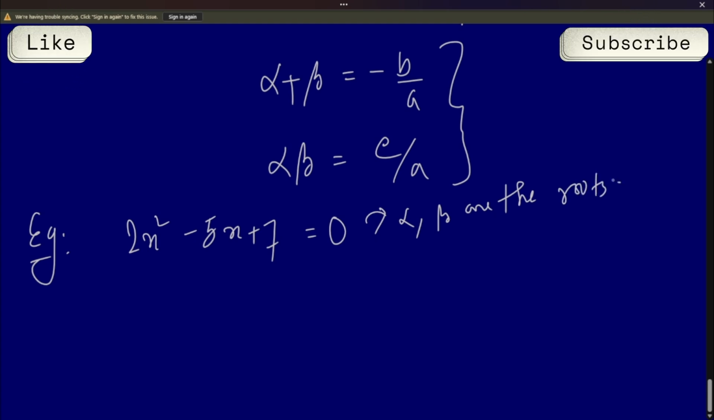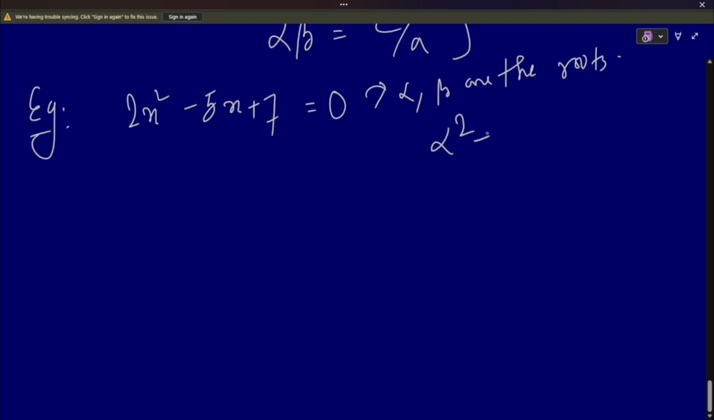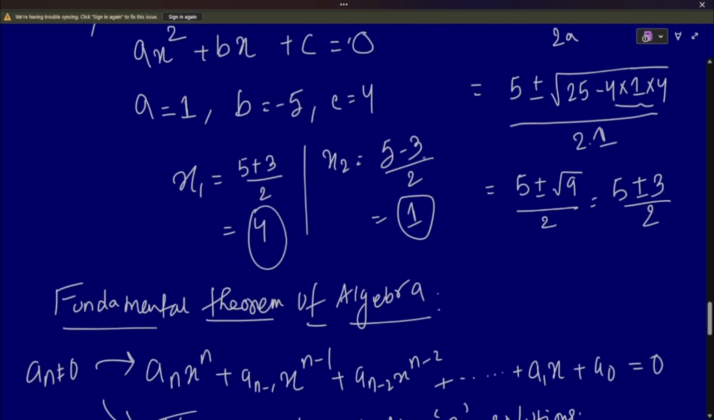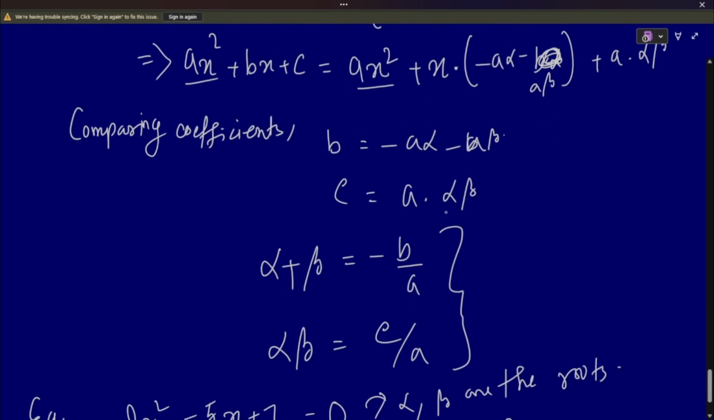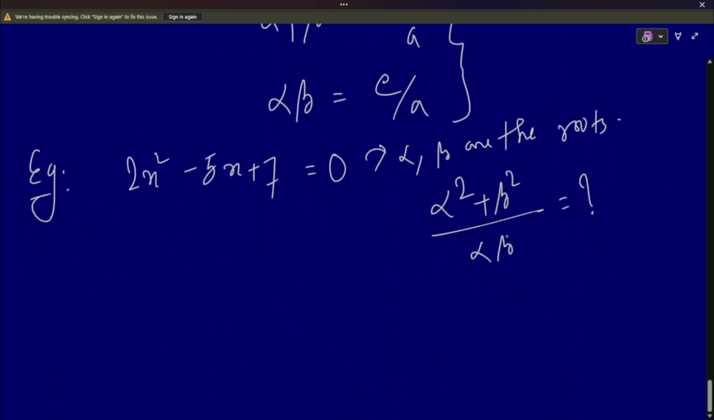So if this is the case, then what we can do here is: if the question asks us to find the value of (alpha square plus beta square) by alpha beta, what is the value of this? Obviously, you know the values of alpha and beta from the Sridhar equation as well. When we solved it completely, one root must have been alpha and the other beta. You can assign alpha and beta either way, because it does not matter. Questions regarding roots will always be symmetrical like this, so if you change alpha and beta, the question remains the same.